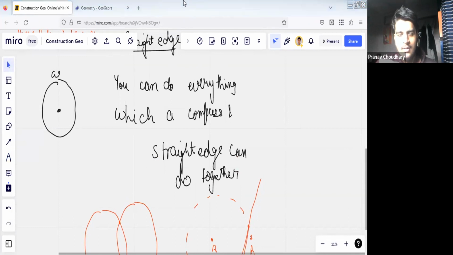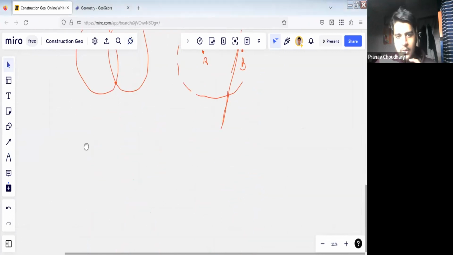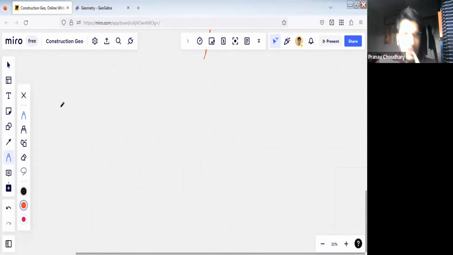Nice. Okay. So let's see, how do we do this? So the basic thing which you need to do any construction is basically, can we reflect points? Yes.